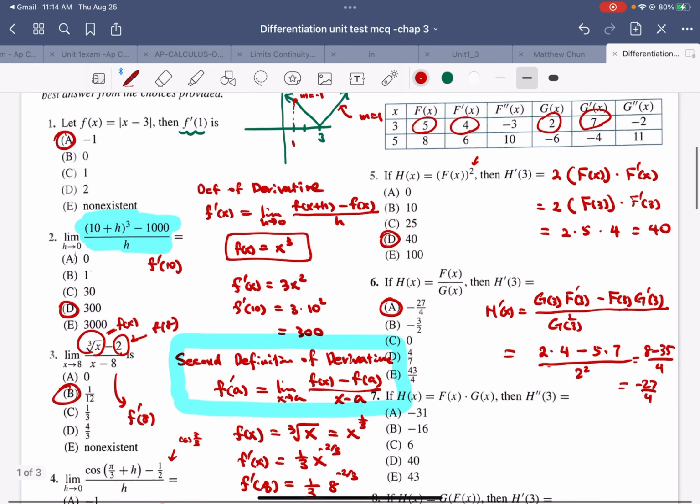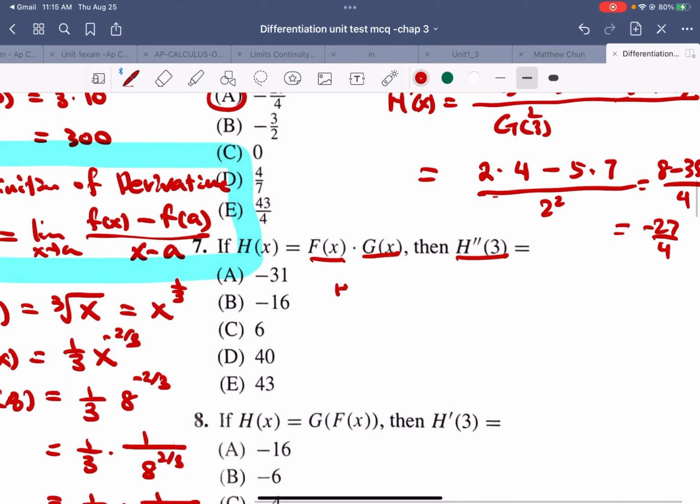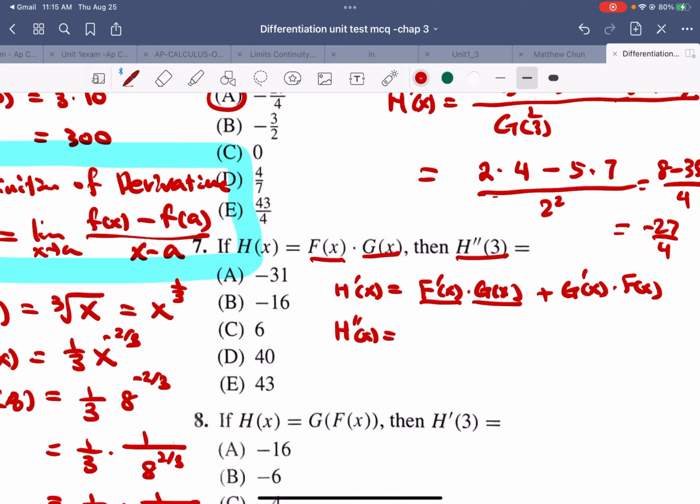Now number 7. This one is the product rule. And remember this is a second derivative, so let's take a derivative of this one first, twice. So first derivative, f prime of x, I'm going to substitute 3. Okay, I have to take another derivative, so I'm just going to keep it x. f prime of x times g of x plus g prime of x times f of x. That's using the product rule. Now second derivative. So you have a product rule and another product rule.